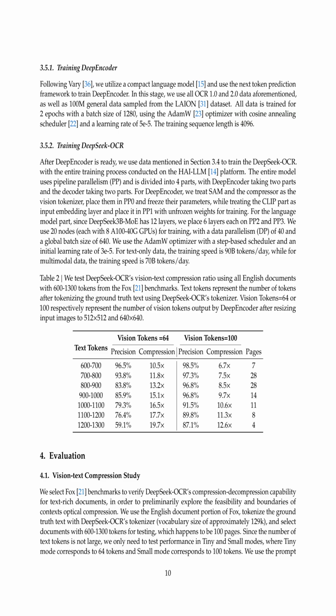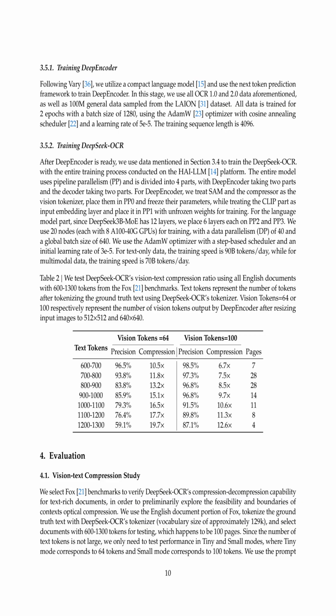For the language model part, since DeepSeek-3B-MoE has 12 layers, we place 6 layers each on PP2 and PP3. We use 20 nodes, each with 8 A100 GPUs, for training, with a data parallelism of 40 and a global batch size of 640. We use the AdamW optimizer with a step-based scheduler and an initial learning rate of 3e-5. For text-only data, the training speed is 90B tokens per day, while for multimodal data, the training speed is 70B tokens per day.